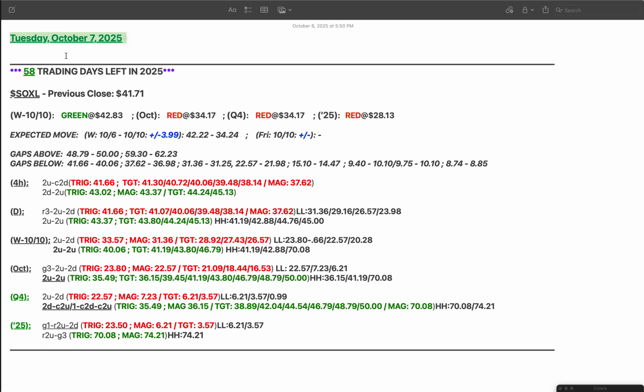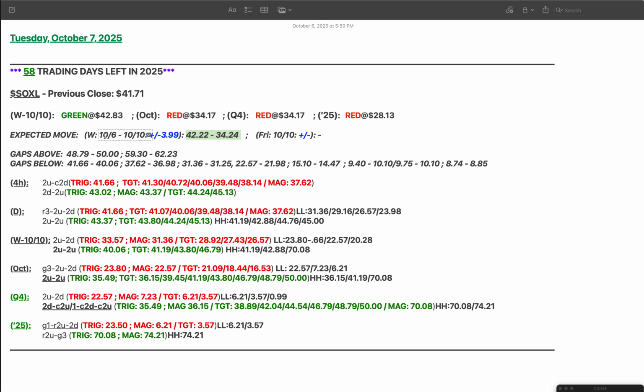So we've got for Tuesday, October 7th, there will be 58 trading days left in the year. Previous close will be 41.71. That's today's close price. And we now know what the flip is for the week, right? To go green, the week needs to clear 42.83. But we know we're already green on the month, the quarter, and the year. We know what levels those have to reach in order to flip back to red. So want to stay above these levels, keep everything in full time frame continuity to the upside. The market maker's expected move is plus or minus $3.99, giving us a range of 42.22 to 34.24.